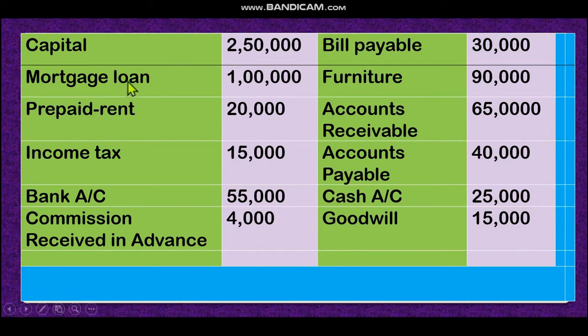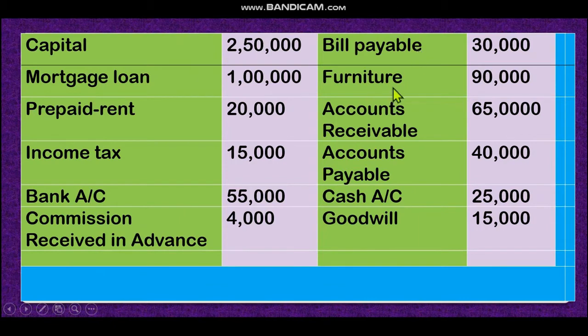Look at here. Capital, no. Mortgage loan, it is a liability. Prepaid rent, this is an asset. Dear student, rent is an expense, it is for the current year, but if we pay any rent for next year, that means it is our asset. So number 1 asset is prepaid rent. Then bank account, that means in the bank account we have some money, it is our asset, 55,000. If bank overdraft, that is a liability. Commission received in advance, this is also a liability.